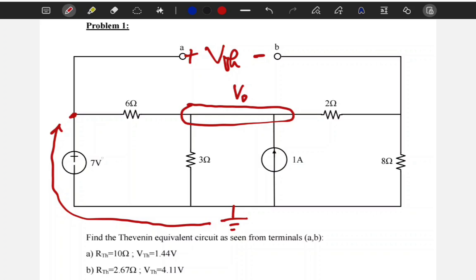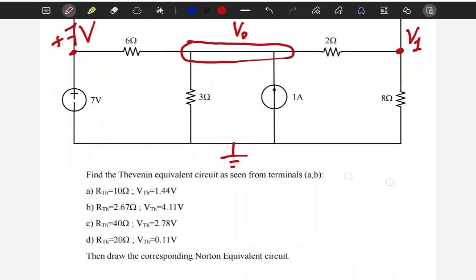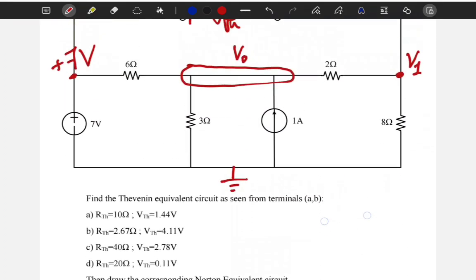Now we can call this another variable like VA, but notice how from the ground up to VA we pass through this source. So this source is like +7. It pushed the voltage from the ground to VA by +7. So basically this node has a voltage of +7 volt, because the only thing connected from this node to the ground is this 7 volt source. Okay, and finally let's call this node right here, I don't know, V1. Okay, and let's see the equations.